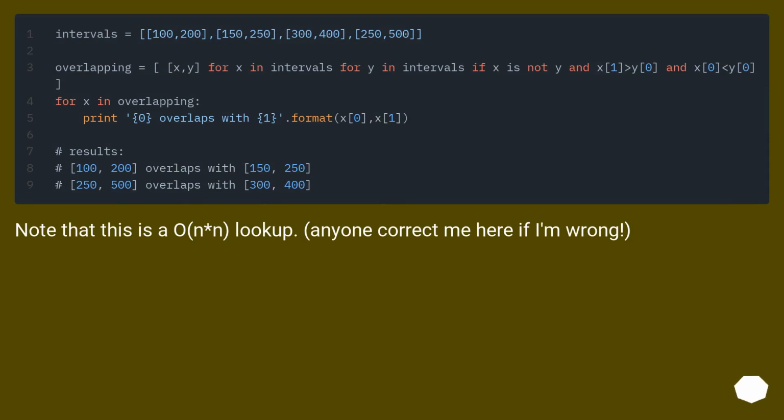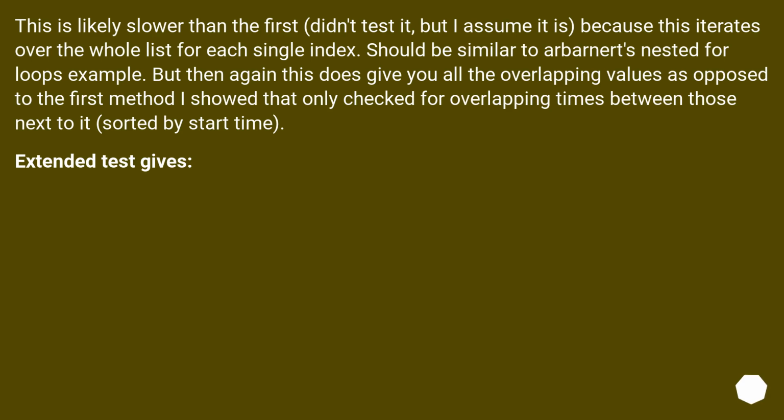Note that this is an O(n^2) lookup. Anyone correct me here if I'm wrong. This is likely slower than the first, I didn't test it, but I assume it is, because this iterates over the whole list for each single index. Should be similar to Argonird's nested for loops example. But then again, this does give you all the overlapping values as opposed to the first method I showed that only checked for overlapping times between those next to it, sorted by start time.